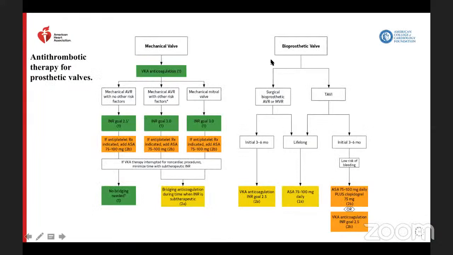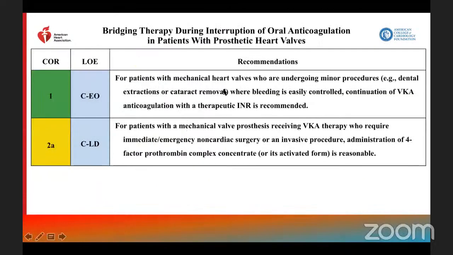This is just to summarize bioprosthetic versus mechanical valve anticoagulation management. For bridging, in patients with mechanical heart valves who are undergoing minor procedures like dental extractions or cataract removal, where bleeding is easily controlled, continuation of vitamin K antagonist anticoagulation with a therapeutic INR is recommended as a class 1.